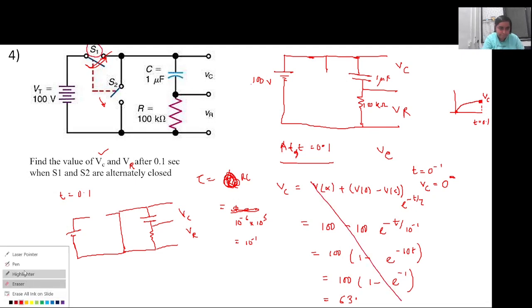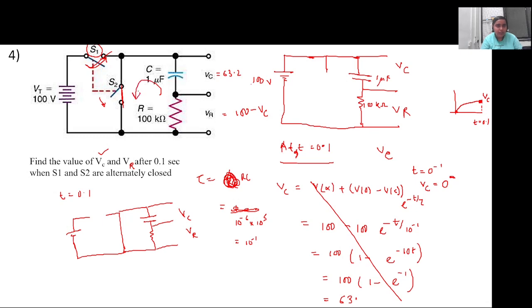The value at 0.1 seconds, VC is 63.2, and VR is equal to 36.8. That is correct. Yes, VC becomes 63.2, and VR will be equal to 100 minus VC. So when switch S2 is closed, the capacitor starts discharging through this discharge circuit, right? Then at t equal to 0.2 second, this switch will open again and S1 will be closed.